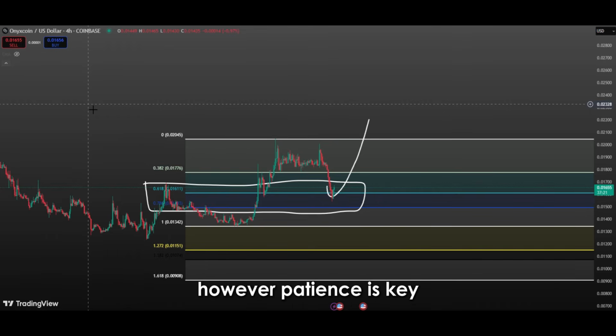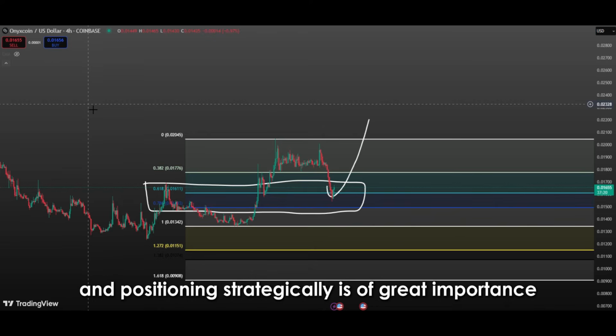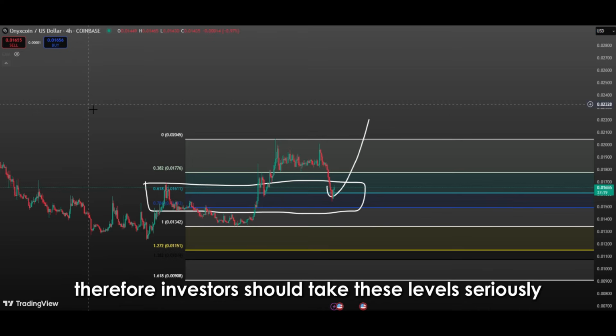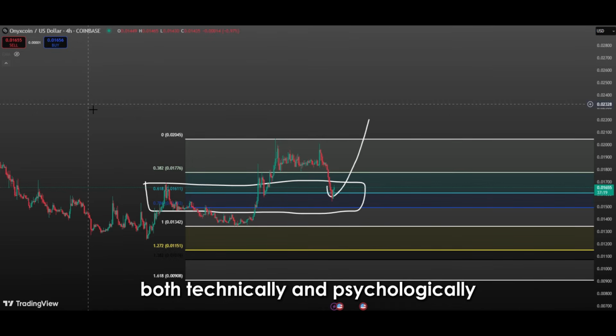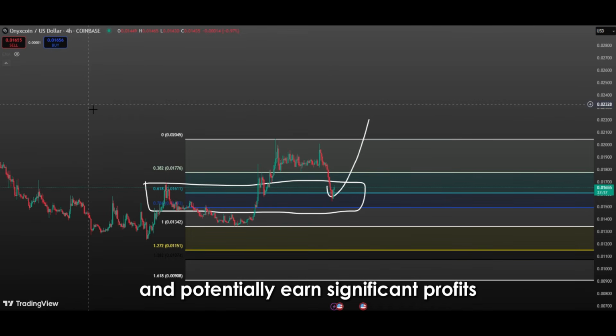However, patience is key. Observing how the market reacts to these levels and positioning strategically is of great importance, because movements starting from these zones often mark the beginning of long-term trends. Therefore, investors should take these levels seriously both technically and psychologically. Truly experienced traders can seize the opportunities that form in these areas and potentially earn significant profits.